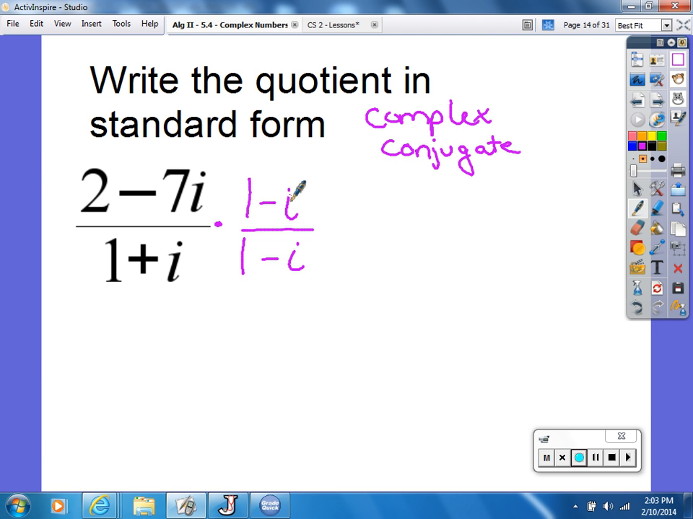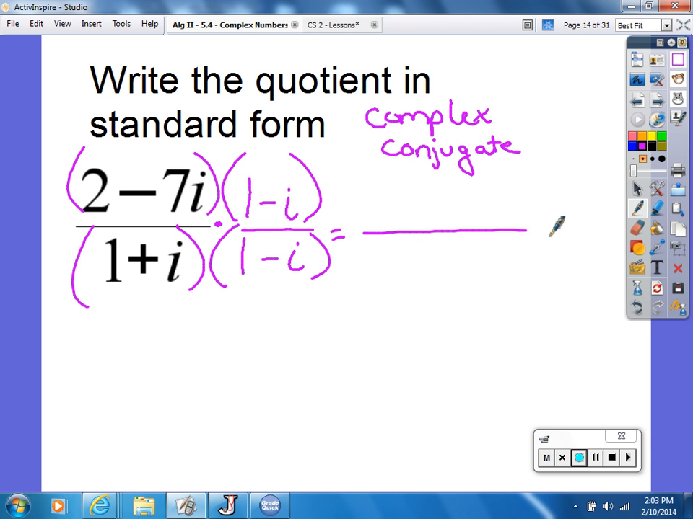Okay? So what I'd like you to do right now is to FOIL the top together, then FOIL the bottom together. If I FOIL the top, I get 2 minus 2i minus 7i plus 7i squared. And on bottom, I get 1 minus i plus i minus i squared. Raise your hand if you had that so far. Okay, then you're on the right path.